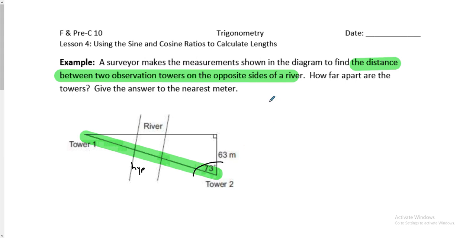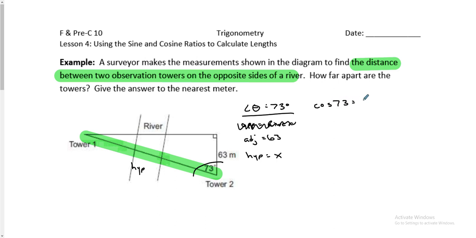Well, we have an angle here, so we're going to say angle theta is equal to 73 degrees. We are given our opposite river. Our adjacent is 63, and our hypotenuse is what we're looking for, so we're going to call that x, and we can cross this out so it doesn't throw us off. So we are given adjacent and hypotenuse, we're going to use cos.